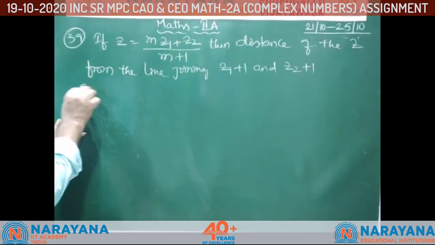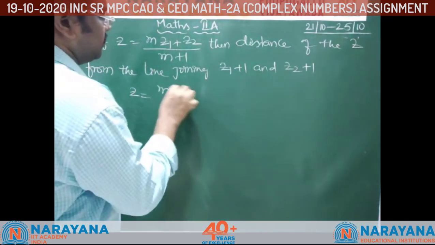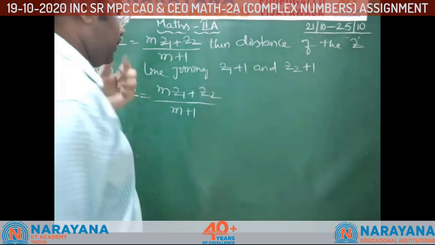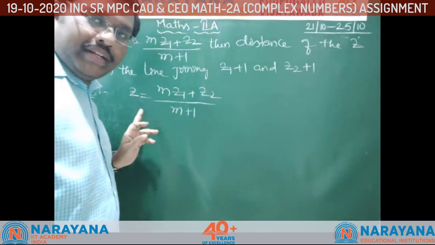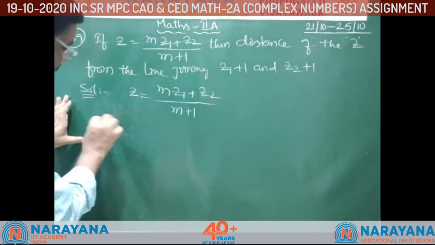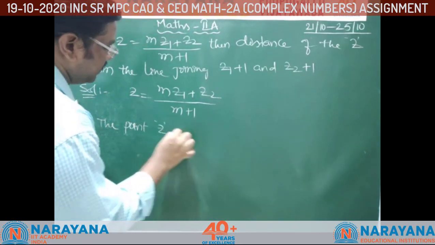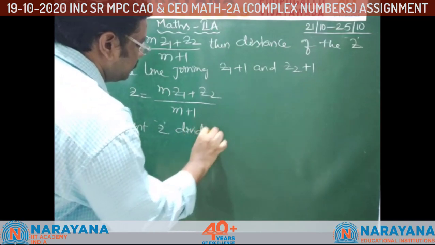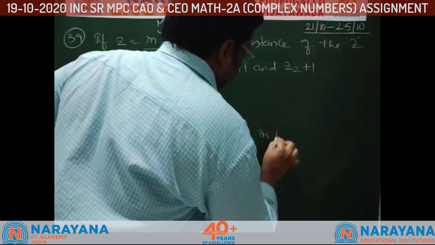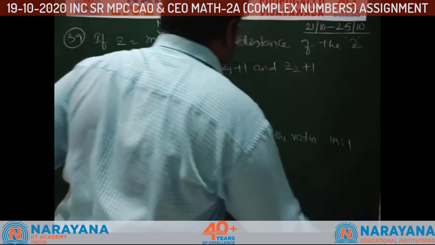From the given condition, z is equal to (m z1 plus z2) by (m plus 1), we can say that the point z divides z1, z2 in the ratio m is to 1.